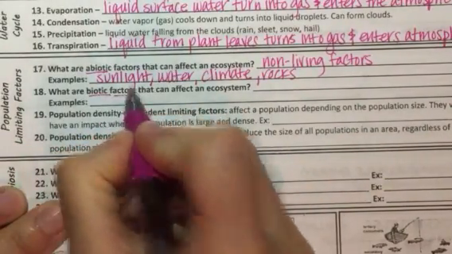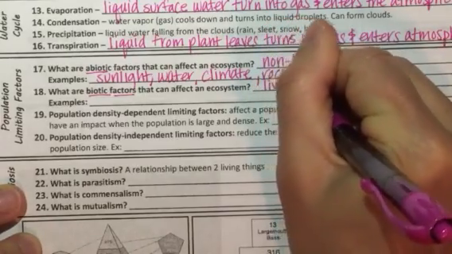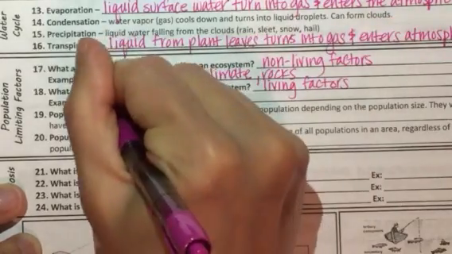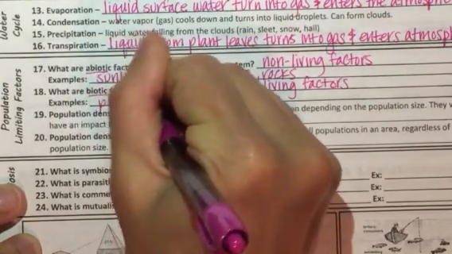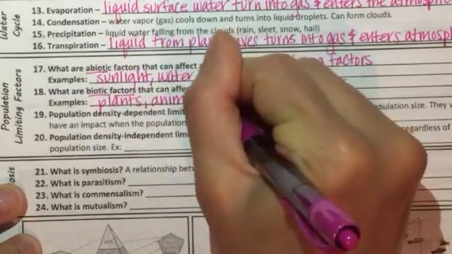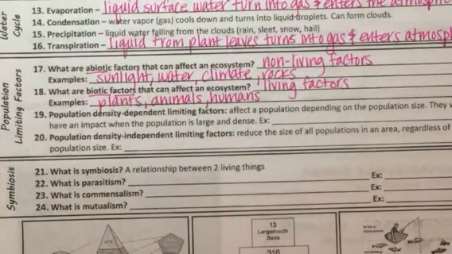Biotic factors are living factors that affect our ecosystem. Okay, main ones are plants, animals, humans. Lots of things that are living affect our ecosystem.